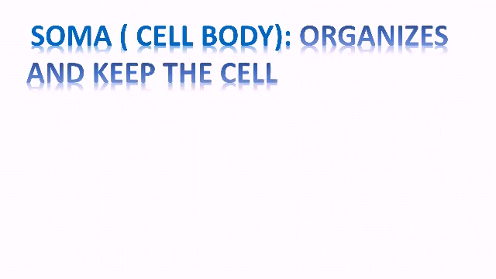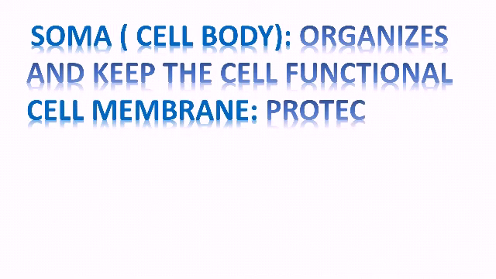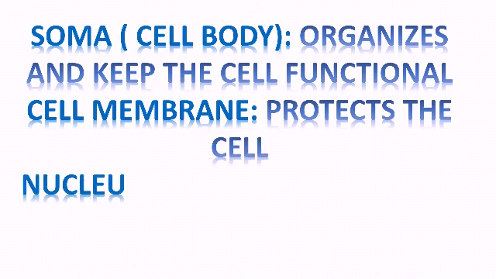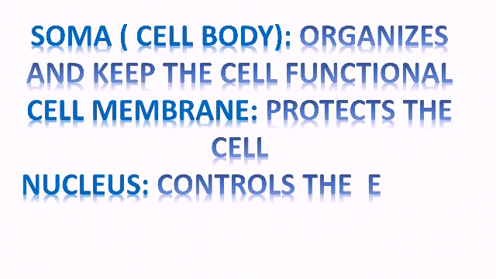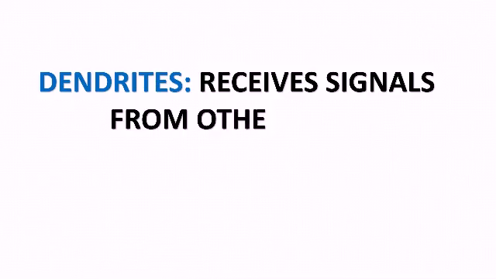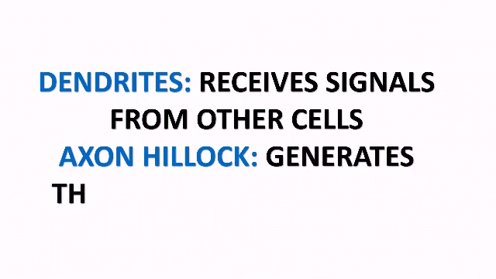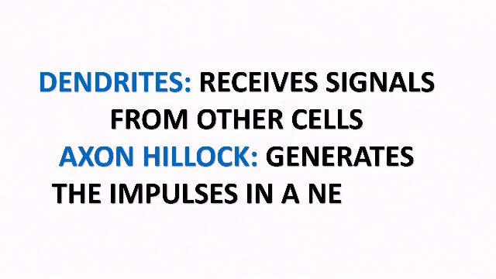Now let's see the function of each part of a neuron. We start from the soma or cell body. It is the part that organizes and keeps the cell functional. Then its cell membrane is the one that protects the cell, of course. Then the nucleus is the one that controls the entire neuron. Now the dendrites are the ones that receive signals from other cells, while the axon hillock is the one that generates the impulse within a neuron.